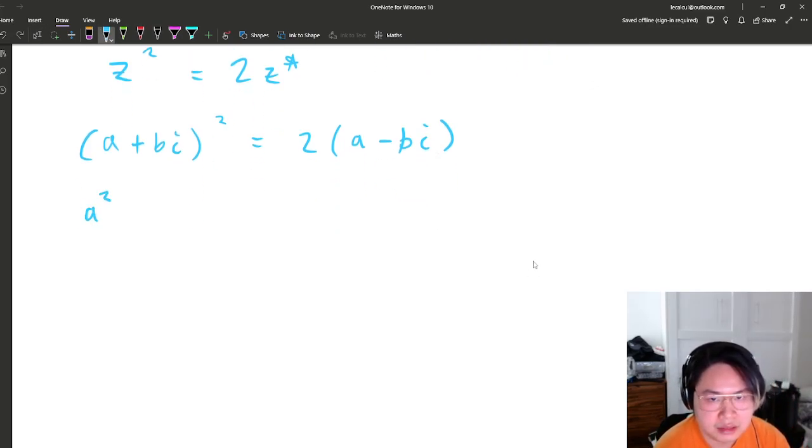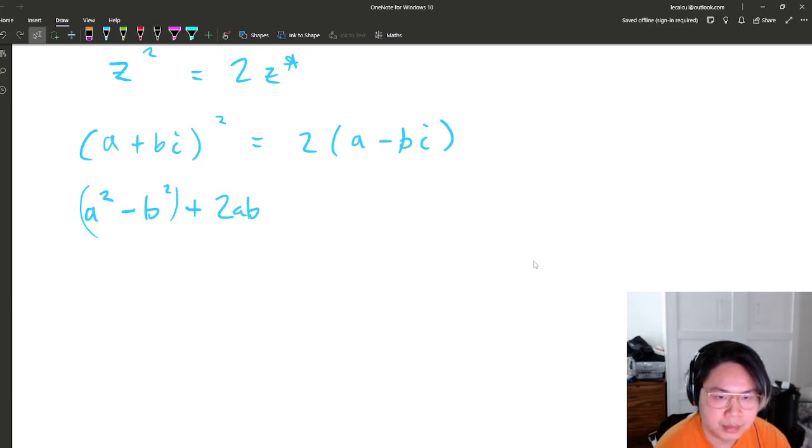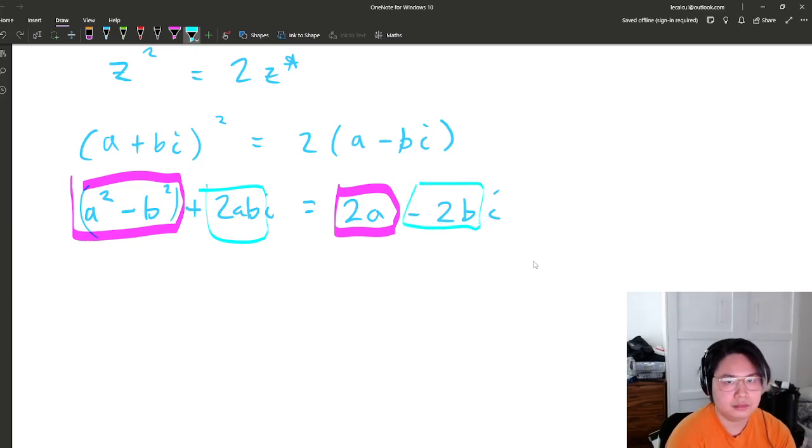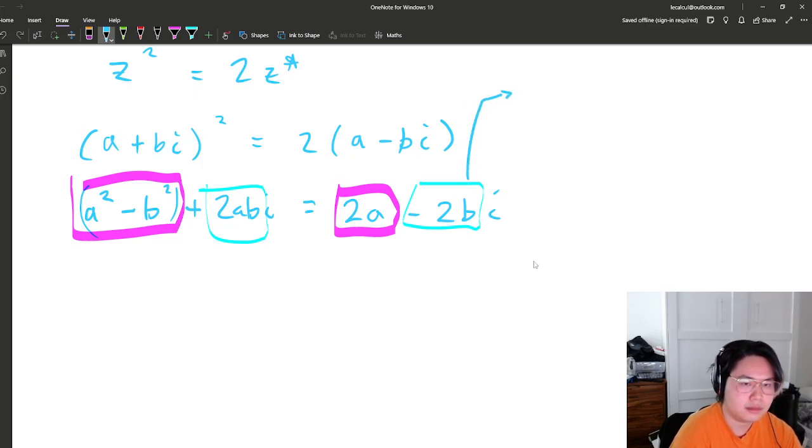So multiply this out. A squared minus b squared, that's your real part. 2abi, and then you've got 2a minus 2bi. So now this one is equal to this one, and this one is equal to this one. I'm gonna start with the imaginary part because that one looks easier to solve.